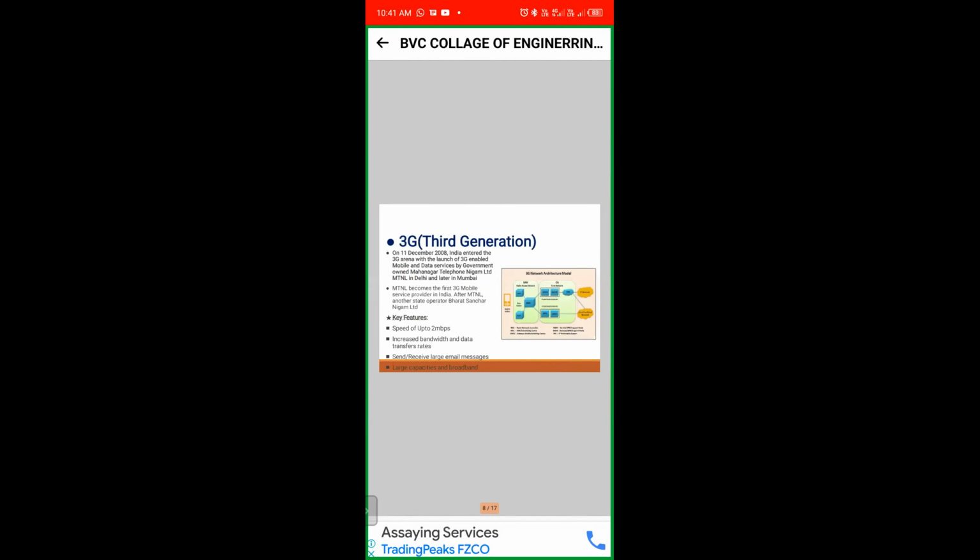Coming to the third generation, on December 11, 2008, India entered the third generation. It was launched by Mahanagar Telephone Nigam Limited in Delhi. Coming to the features of the third generation, the speed is up to 2 Mbps. It has increased bandwidth, and it also contains more than one mode. We can send or receive messages, it has large capabilities, and it also contains broadband.